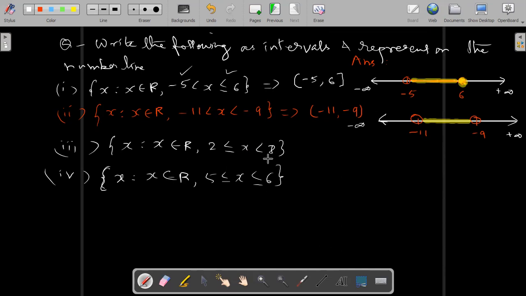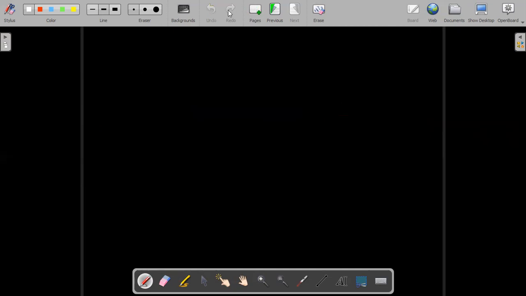Okay. And sometimes, the next question is if we have been given the interval, we have to convert it into the set builder form. This is the set builder form, not the regular form. We have converted set builder form into interval. Now we will convert intervals into set builder form.